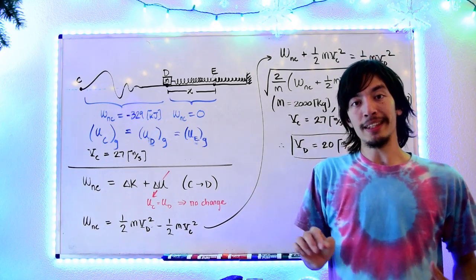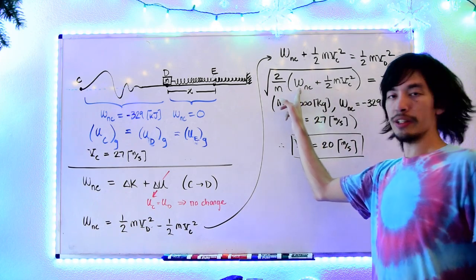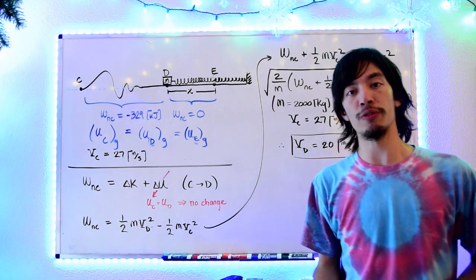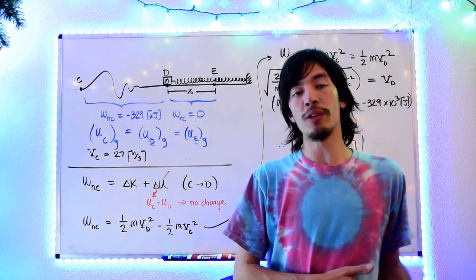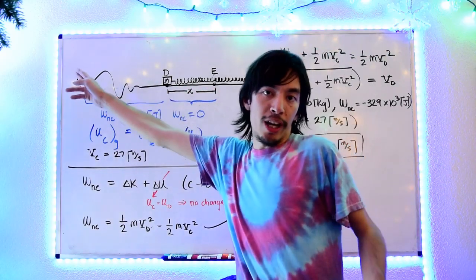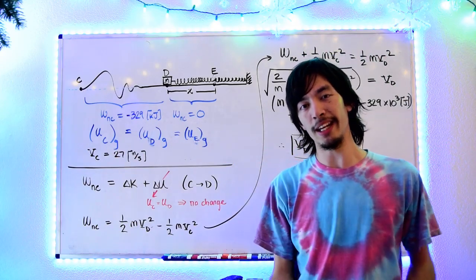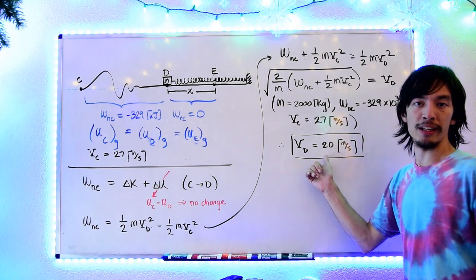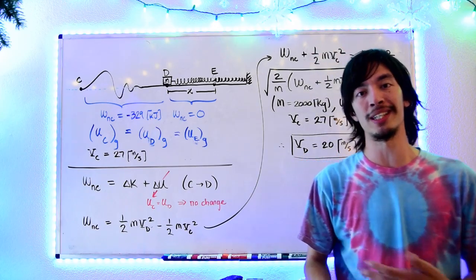And we should expect something slower than 27 because we had work done by non-conservative forces along the way. We had a loss in mechanical energy from the system. So that takes it out of the kinetic and potential energy, so that by the time it gets to point D, since there was no change in potential energy, then we definitely had to have a loss in kinetic energy. So that loss in kinetic energy is reflected by the slower speed. So you have to get an answer slower than 27 meters per second, otherwise it doesn't make sense.